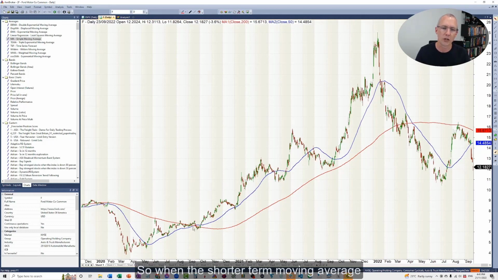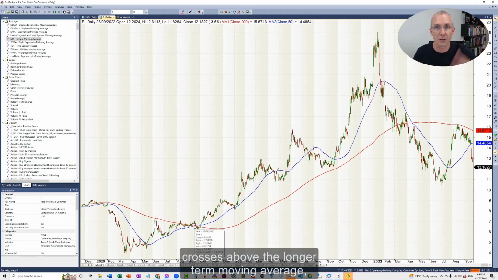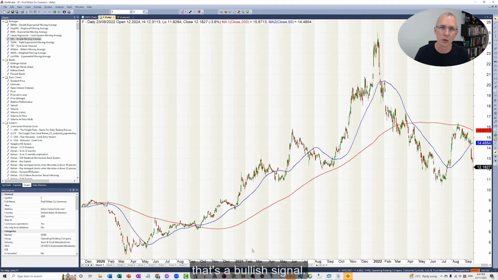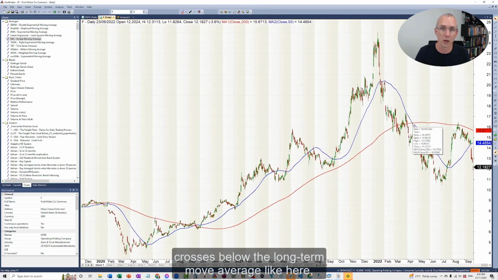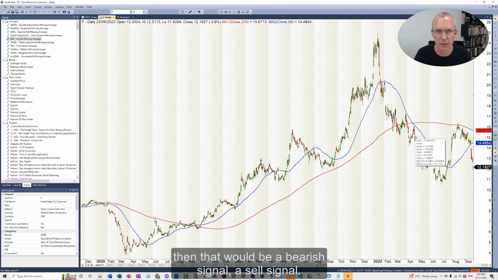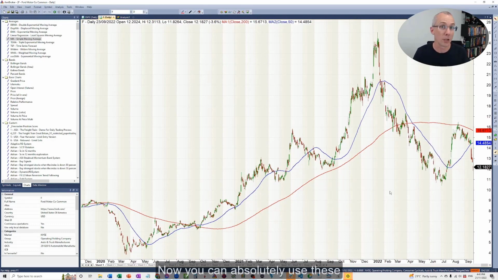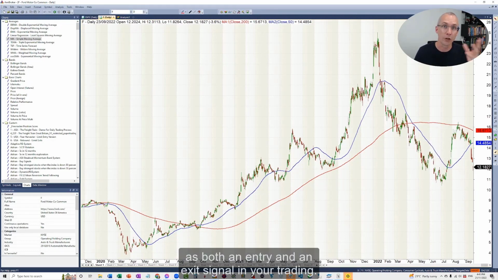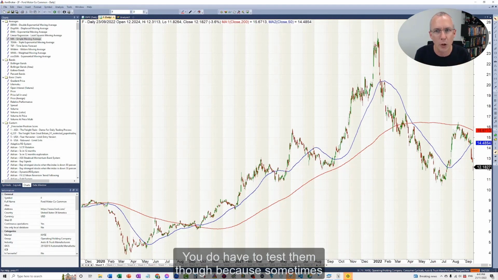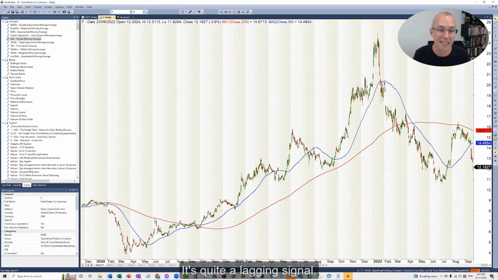So when the shorter-term moving average crosses above the longer-term moving average, that's a bullish signal. You can treat that as a buy signal. And when the short-term moving average crosses below the long-term moving average, like here, then that would be a bearish signal, a sell signal. Now, you can absolutely use these as both an entry and an exit signal in your trading. You do have to test them though, because sometimes a moving average crossover can be too late. It's quite a lagging signal.